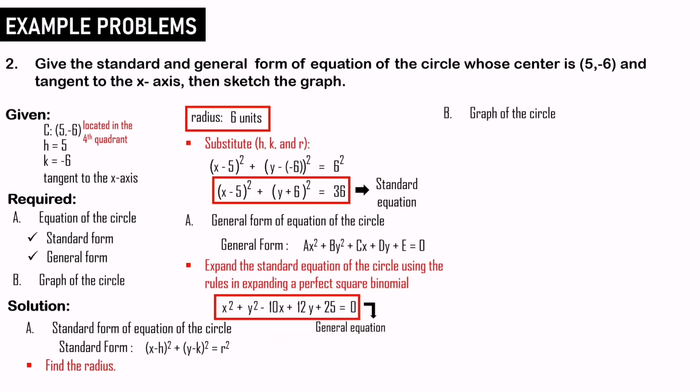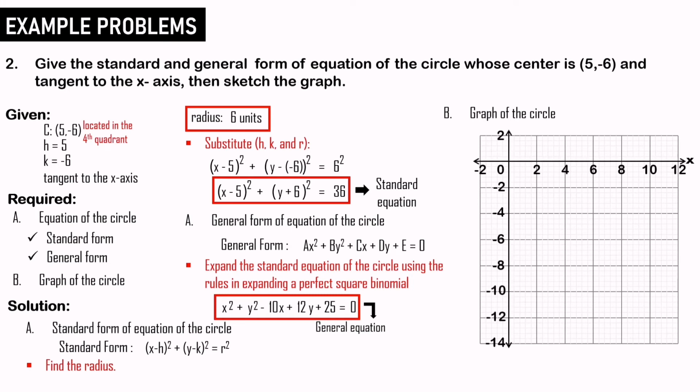Okay, graph na to. Kung sayo na nato buhaton, i-locate nato ang center. Ang center kay naa sa 5, negative 6. So mag-count ta sa x-axis anay. So this is 1, 2, 3, 4, 5. And then negative 6. So 6 units paubos. So 1, 2, 3, 4, 5, 6. So naa dere. And then the radius is 6 units.